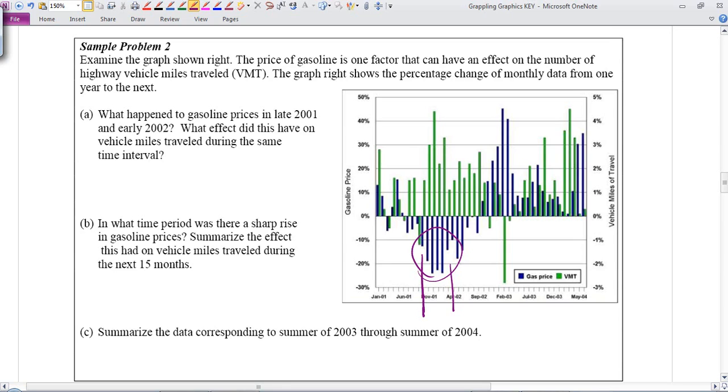So what does it mean that these bars are pointed downward? Well, notice that they're downward from the zero axis, and the zeros line up. So that's a decrease in gas price, and if it's above the axis, it's an increase. So what happened? Well, in late 2001 and early 2002, they decreased from what they were a year before.